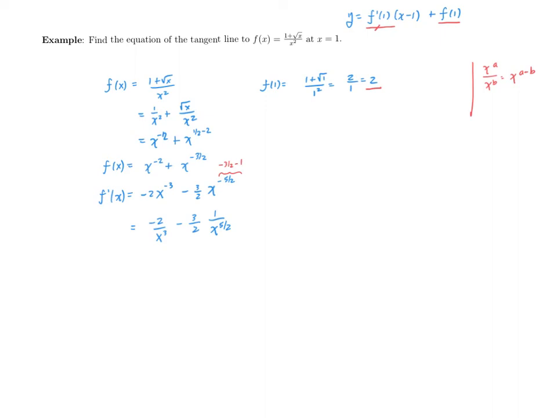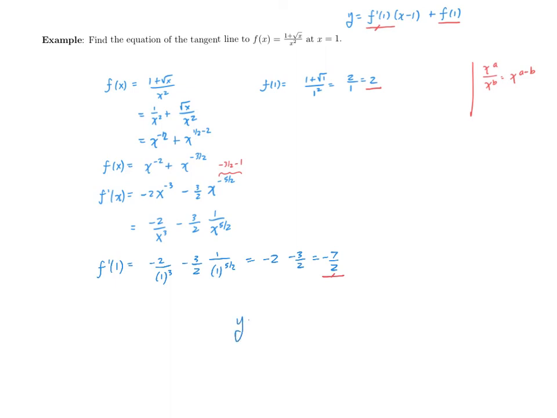And all of this work to find the derivative was purely so we could determine this value, f prime of 1, the slope of our tangent line. So f prime of 1 is minus 2 over 1 cubed minus 3/2 times 1 over 1 to the 5/2. And 1 raised to any power is simply 1. So this is going to be minus 2 minus 3/2, which is the number minus 7/2. And minus 7/2 is the slope of our tangent line.